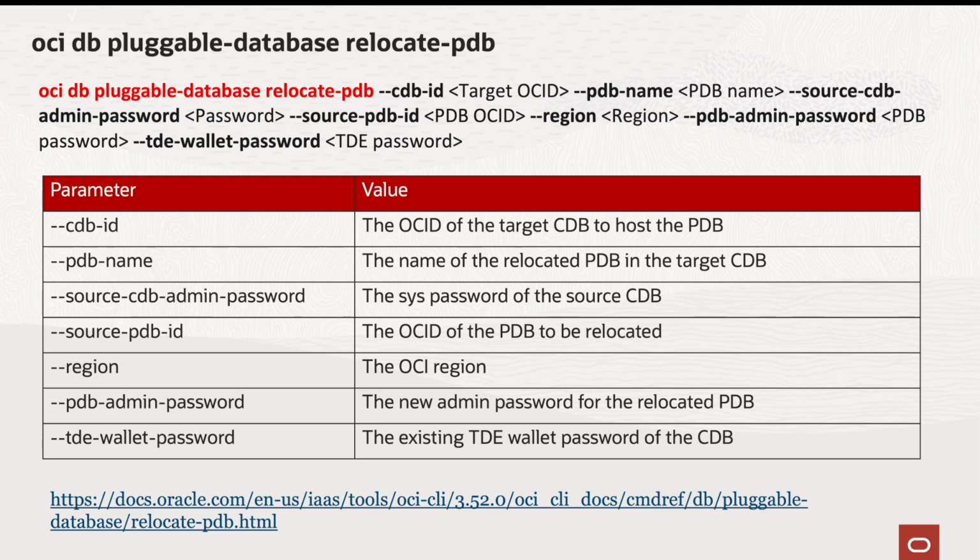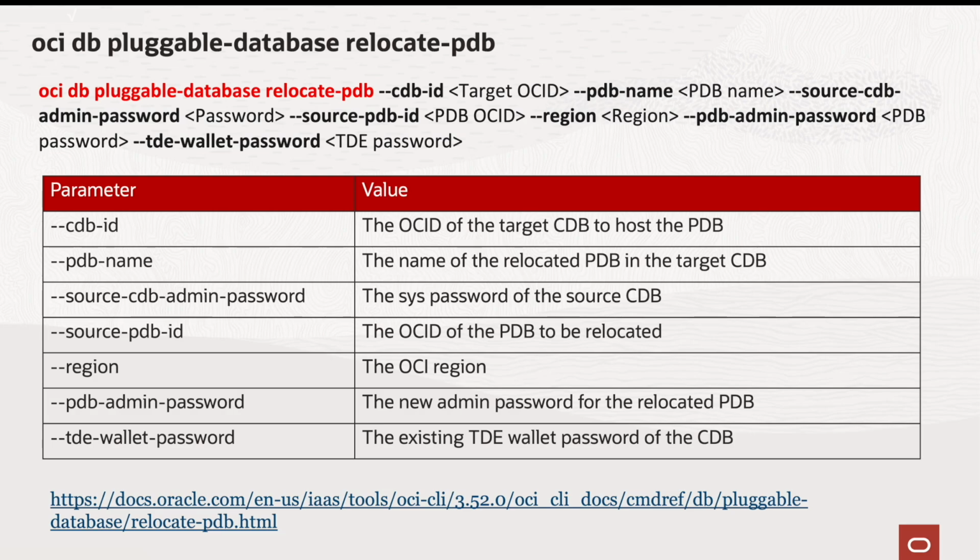The PDB name is optional, but it allows us to rename the pluggable database to something else should we want to do this. For example, maybe there's already a pluggable database with the same name in the target container database that we're moving to. We need the sys password, the admin password for the source container database that has the pluggable database we're going to relocate. And obviously we need the source PDB ID, so this is the OCID of the pluggable database that we're going to relocate.